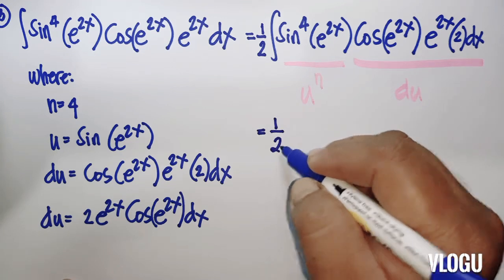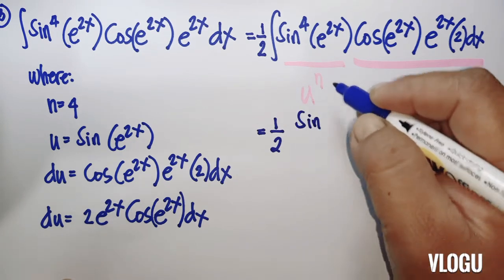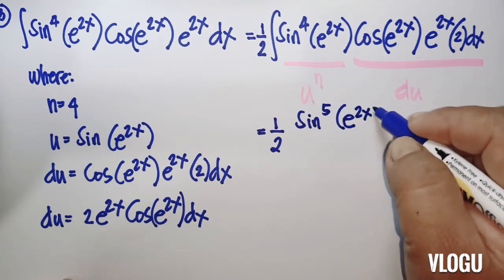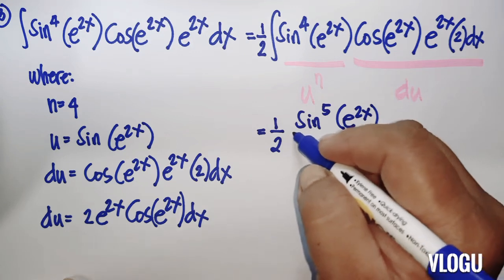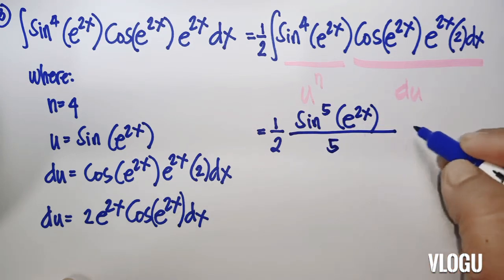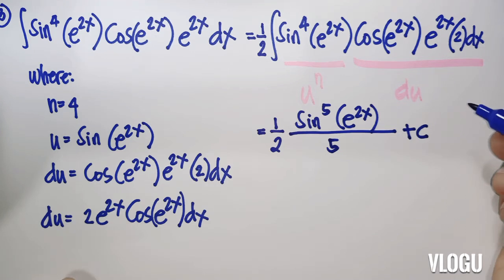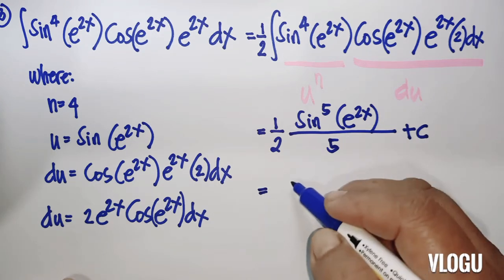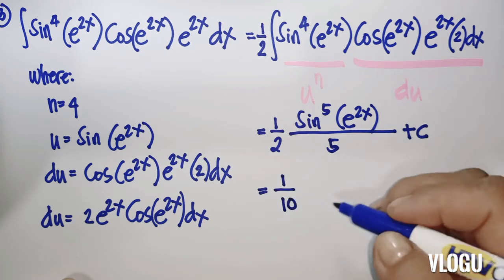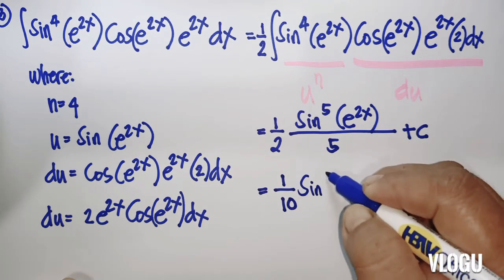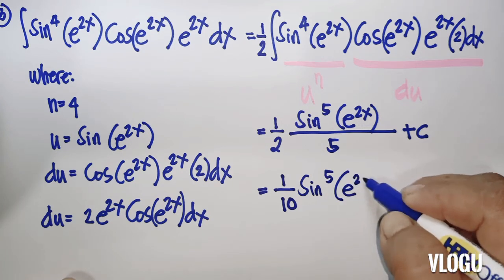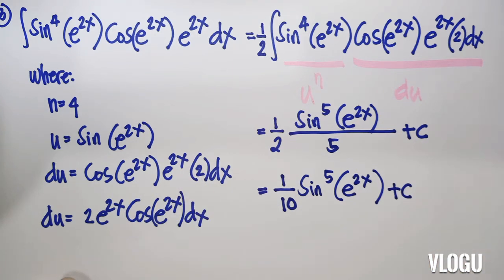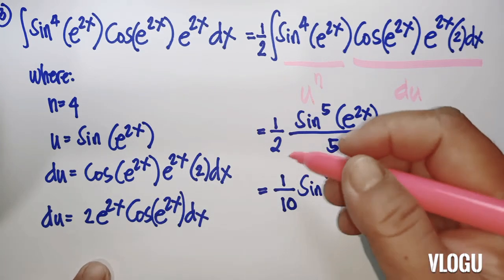So you will have 1/2 sine, 4 plus 1, that is 5, (e to the 2x), over 5 plus c. So our final answer is equal to 1 over 10 sine to the fifth (e to the 2x) plus c. So this is now our final answer.